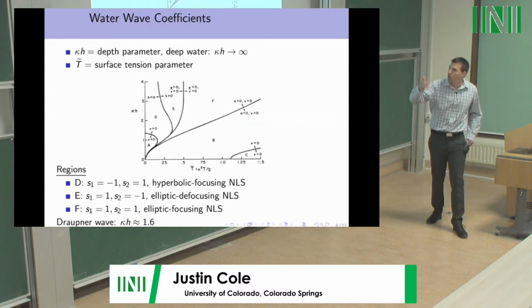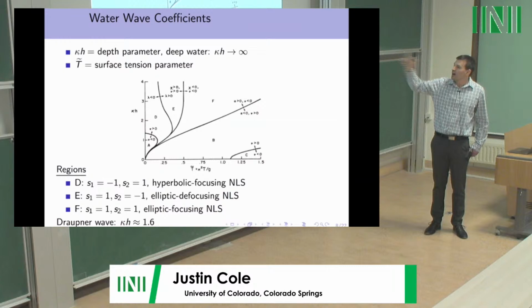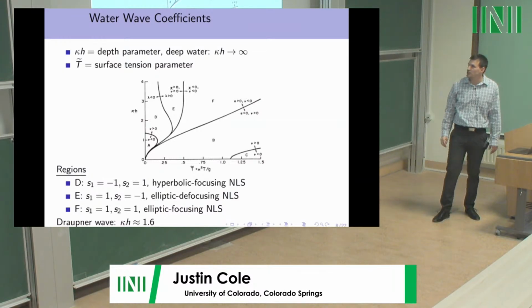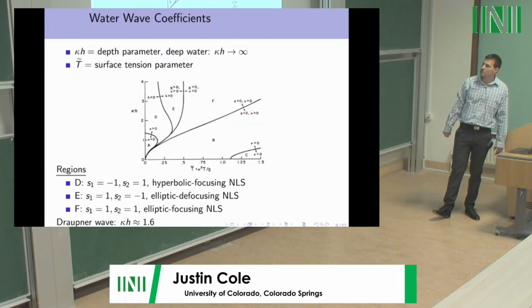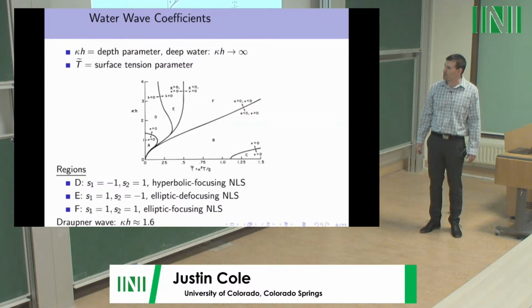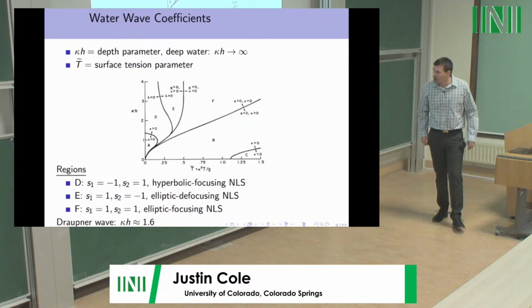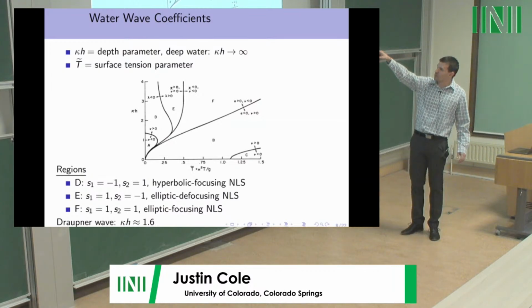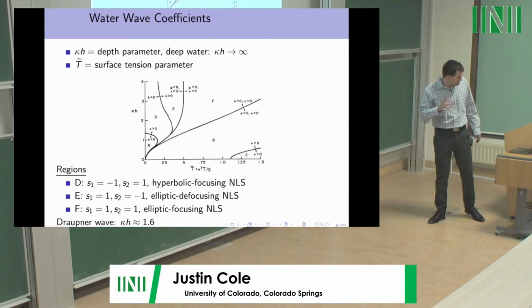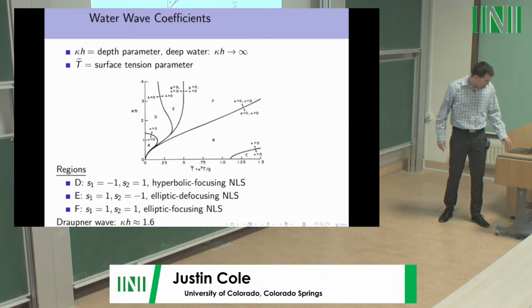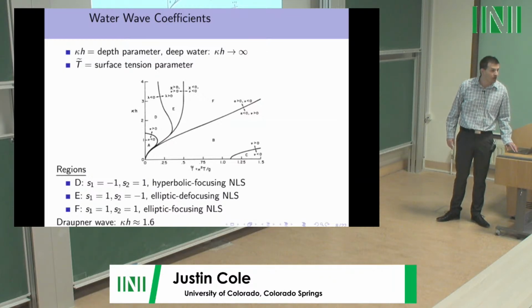If one stays in the deep water but increases the surface tension, the first region, region E right there, is the elliptic defocusing NLS equation. And if one stays in deep water but goes to the strong surface tension case, that is the elliptic focusing NLS case. The Dropner wave, which I mentioned earlier in my talk, falls just above the line there in region A. So in this chart, it's in the deep water, but it's certainly on the lower end of that deep water regime. Yes?